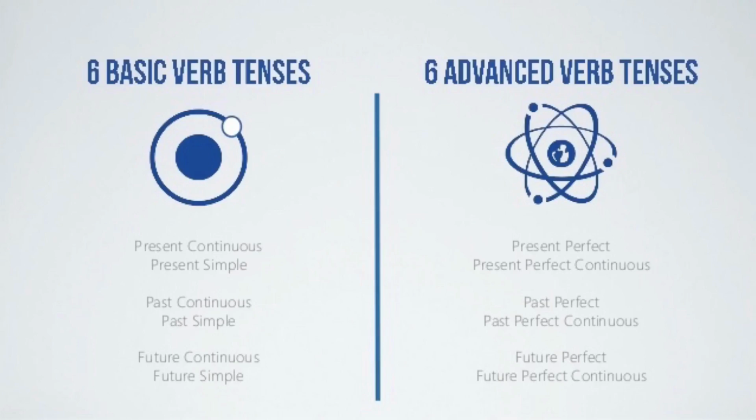Well, now let's discuss the 6 advanced verb tenses. So firstly, we have the present perfect tense. Present perfect tense indicates an action that has been completed, or you can say sometime before the present moment, with a result that affects the present situation. The second we have is present perfect continuous. Well, present perfect continuous indicates an action that started in the past and is continuing at the present time.